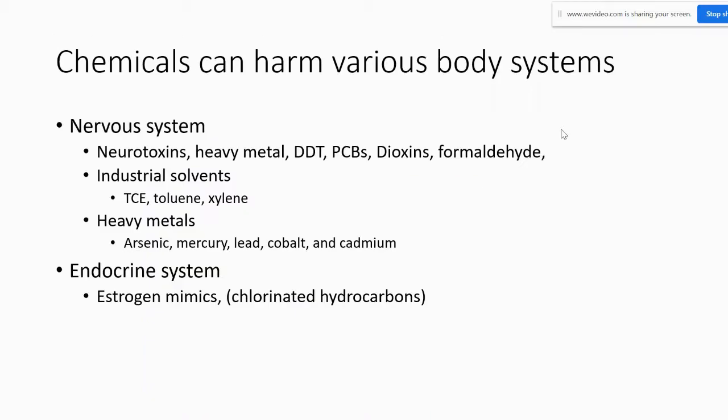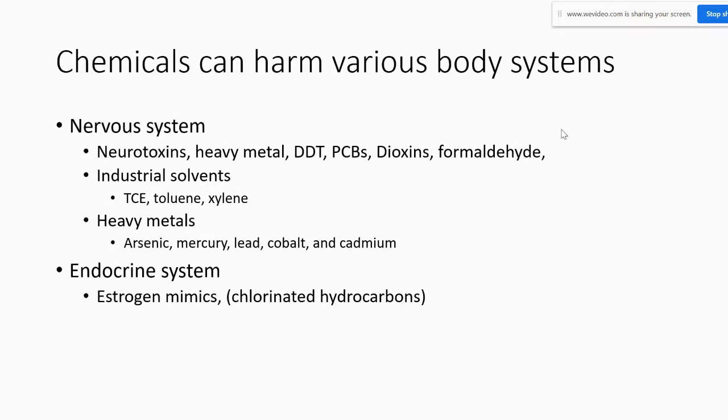Chemicals can harm the body in other ways as well. Things that attack the nervous system include neurotoxins, the most common ones being heavy metals, but also all these other ones. Industrial solvents can cause other problems to the nervous system. TCE, just so you know, is one of the major chemicals that is contaminating groundwater systems around the country. If you saw the movie A Civil Action, that was based on TCE, which stands for trichloroethylene. It's basically a metal polishing chemical.